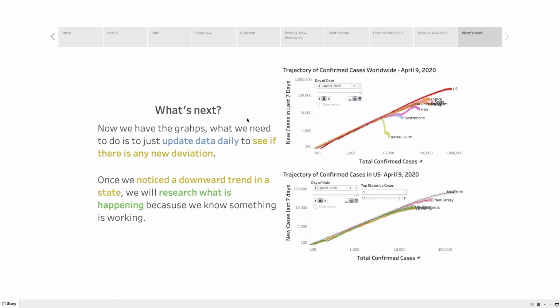So that leads us to the final question. What's next? So now we have these two graphs. What we need to do is to just update the data daily to see if there are any new deviations. And once we notice there is a downward trend in a state, we would research what is happening because we will know that something is working in that specific state.